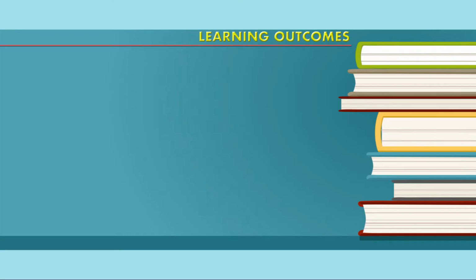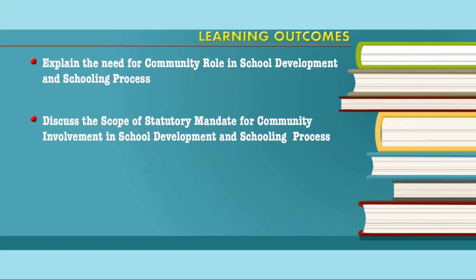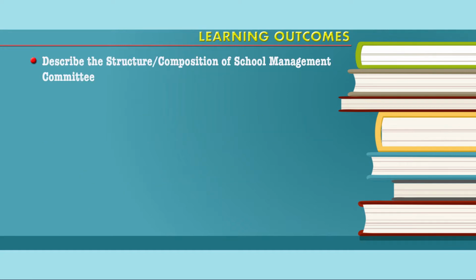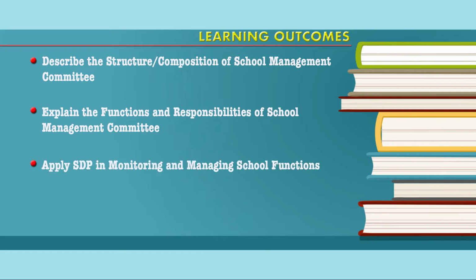Learning objectives. By the end of this session, you will be able to explain the concept and composition of a community, explain the need for community role in school development and schooling process, discuss the scope of statutory mandate for community involvement in school development and schooling process, analyze the roles of community in school development and schooling, describe the structure or composition of school management committee, explain the functions and responsibilities of school management committee, describe the components of school development plan and apply school development plan in monitoring and managing school functions.